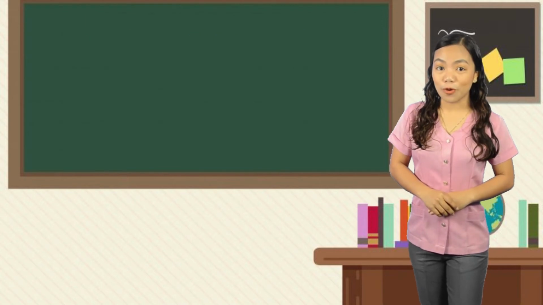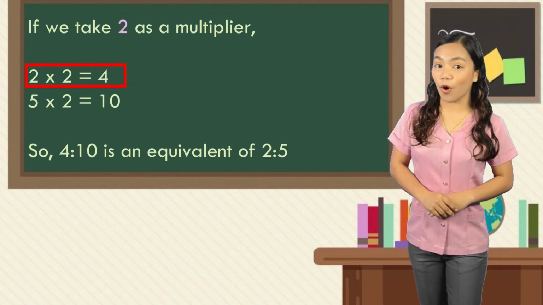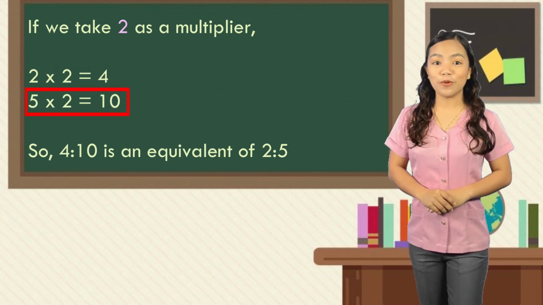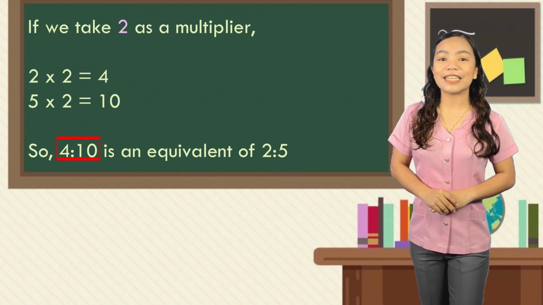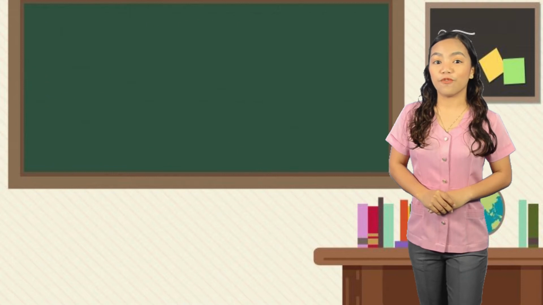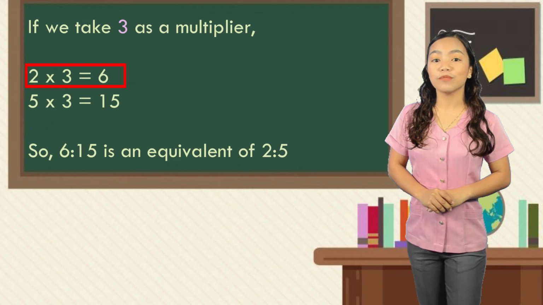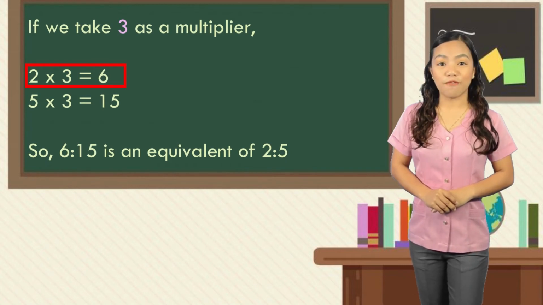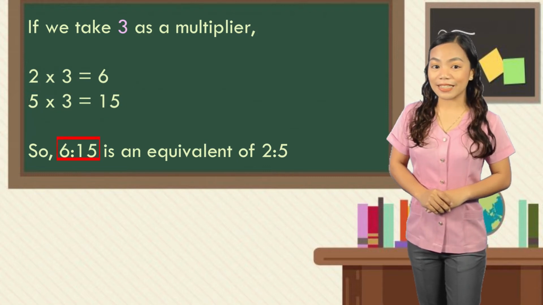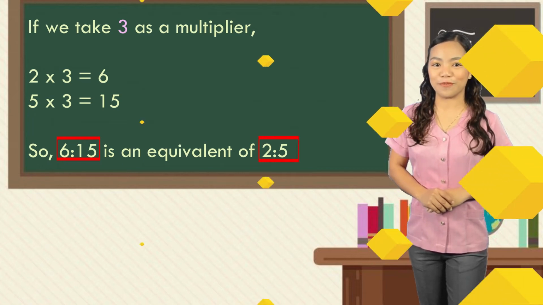If we take 2 as a multiplier, 2 times 2 equals 4, and 5 times 2 equals 10. So, 4:10 is an equivalent of 2:5. If we take 3 as a multiplier, 2 times 3 equals 6, and 5 times 3 equals 15. Then, 6:15 is an equivalent of 2:5.